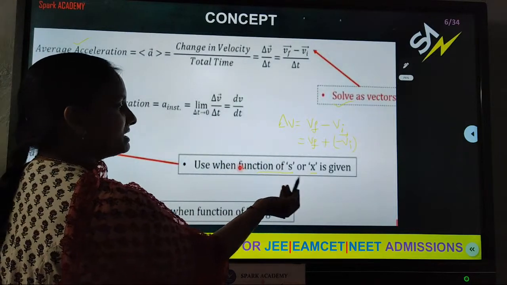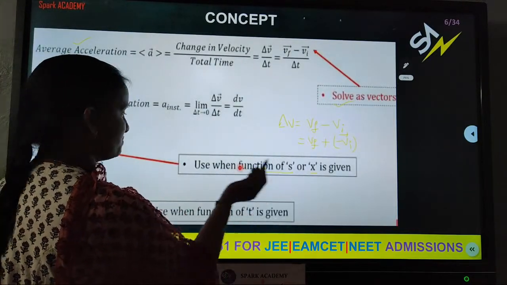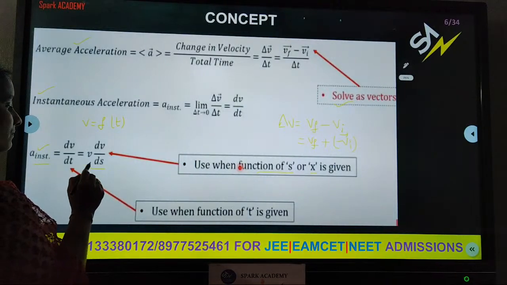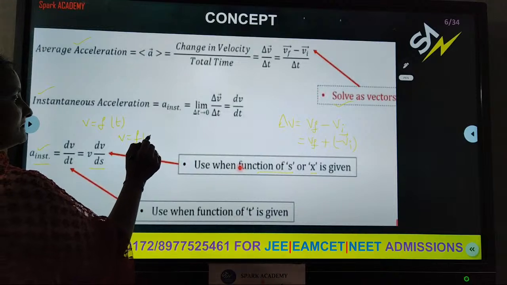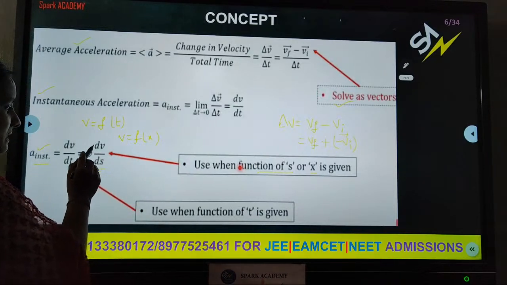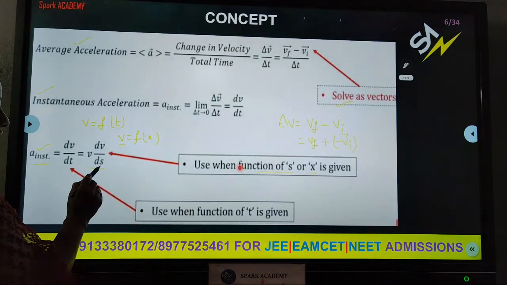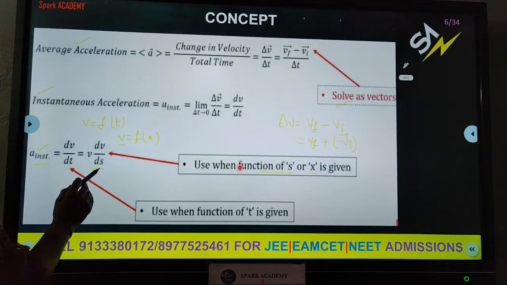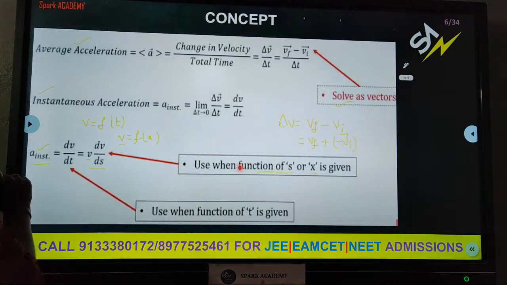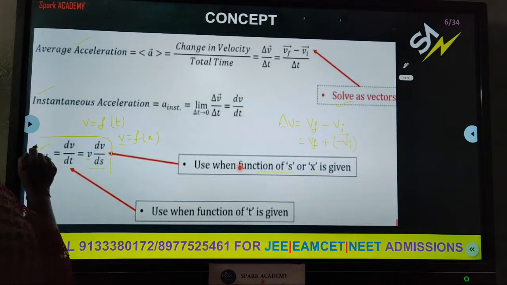So if it is given as a function of distance or displacement, we can use v into dv by ds. If it is a function of x, first we need to differentiate this with respect to that position s or x, and multiply it with the velocity. Then we get the acceleration. This concept is very important.